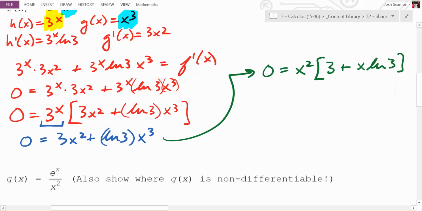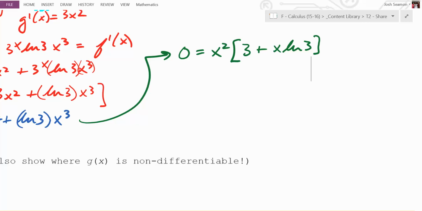Nice. Can someone tell me what one of the answers is? If we want to make that equal to 0, what's one of the nice answers? 0. So x is equal to 0. Nice. Or what else do we have to solve? 3 plus x ln 3 is equal to 0. If you have two things multiplied together, how do you make it 0? Either the first thing is 0 or the second thing is 0. Well, that one's 0. We're done.